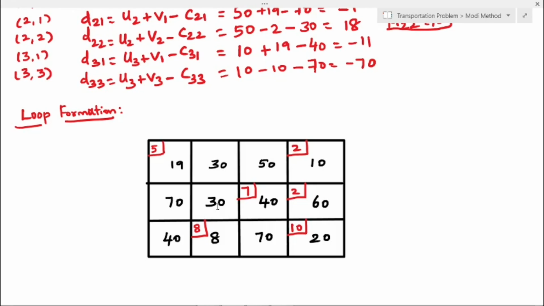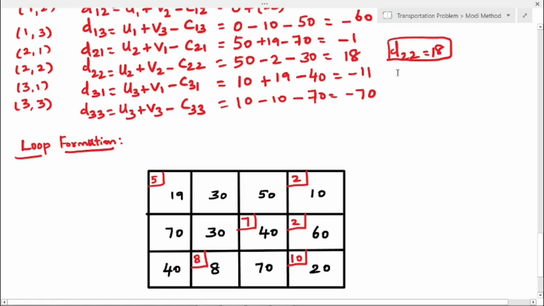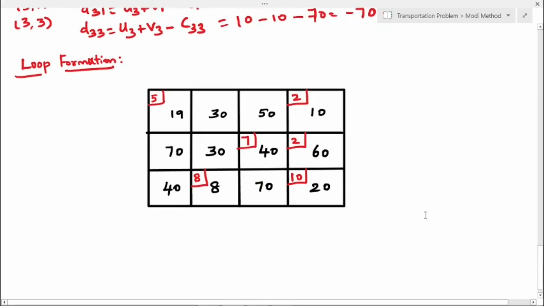We have a procedure for forming a loop. We have to move either right or left, or upward or downward. We should not go diagonally; we have to use only horizontal and vertical lines. After forming a loop, at the first starting point we assign a positive sign, then alternate plus and minus signs. We have only these two conditions. First we start from the point D22, because this point alone is positive. So our starting point for forming a loop is second row, second column, this point. We have to start here.